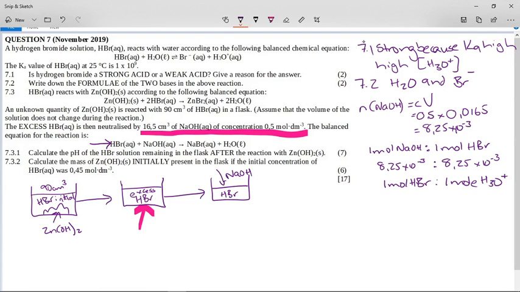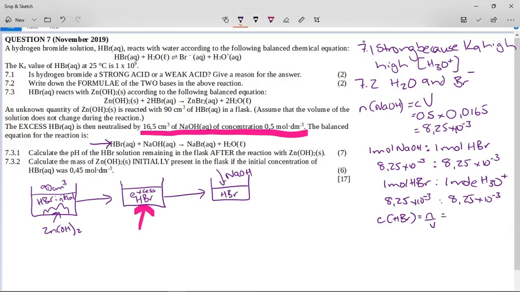So once you've worked out the number of moles of acid, remember you have to turn it into the number of moles of hydronium ions. So here, if there was 8,25 times 10 to the negative 3 moles of hydrogen bromide, there will be 8,25 times 10 to the negative 3 moles of hydronium ions. Then the moles is not what goes into the pH formula, it's concentration. So the concentration is going to be worked out by C equals n over V.